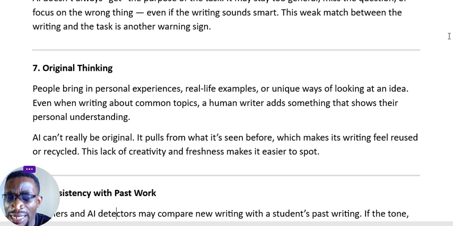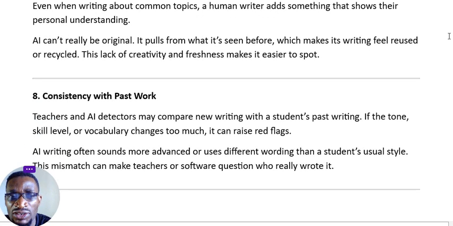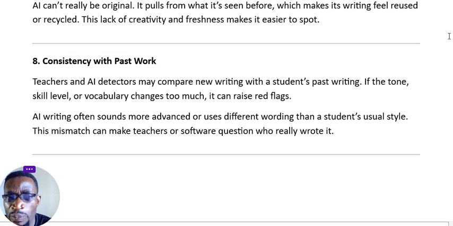So at this end, it lacks freshness, making the work easy to spot, especially by AI detectors. Number 8, consistency with past works. Now, teachers and AI detectors may compare new writings with a student's past. Your teacher knows you. So when you write and the grammar looks too high up there, your teacher knows you.